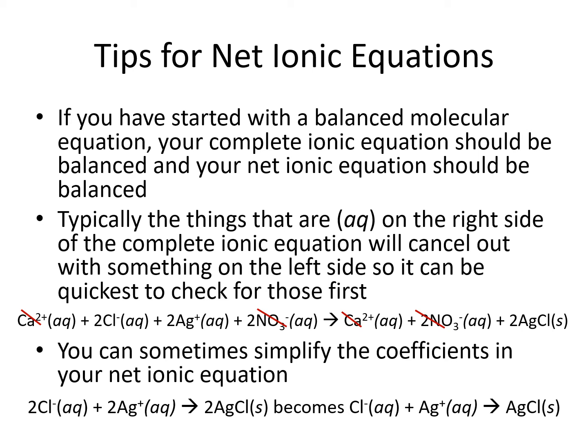Finally, if we get an equation where the coefficients can cancel out or simplify, then we're going to do that. In this case, we got 2 in front of each of our substances. So we divide each of those coefficients by 2, and they become 1s. We end up with just chloride plus silver ion makes silver chloride solid.